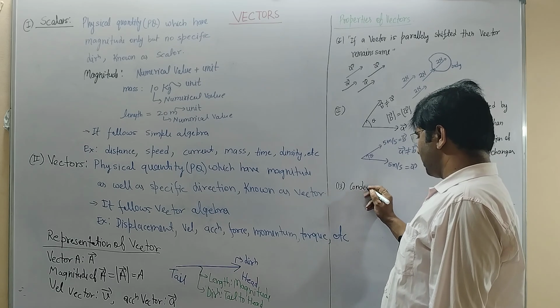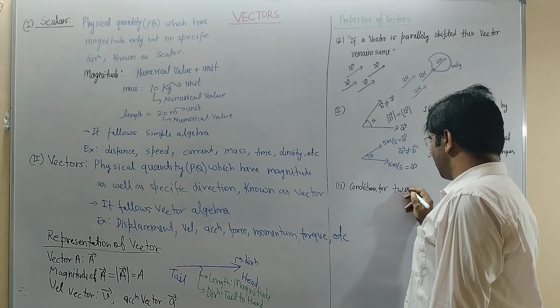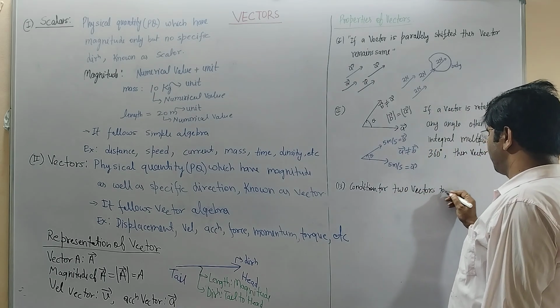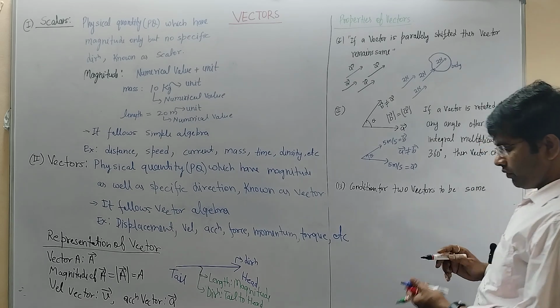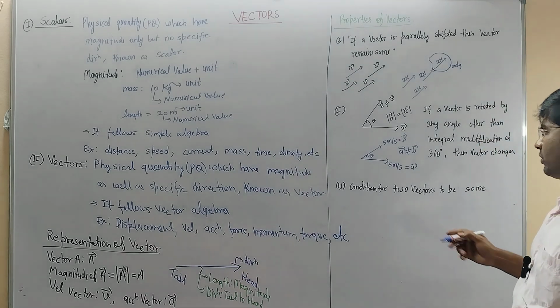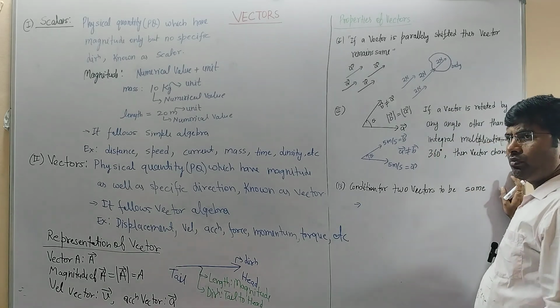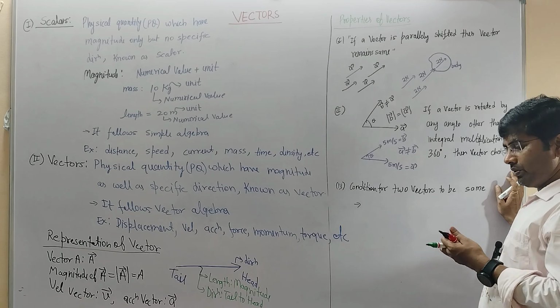The condition for two vectors to be the same. In which condition will two vectors be similar, the same vector? Two vectors being similar means, first, the magnitude of both vectors should be the same. Second, the direction of both vectors should be the same.